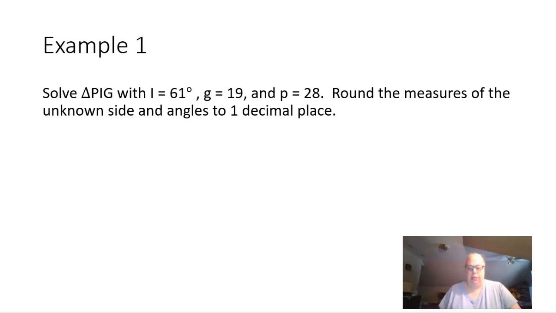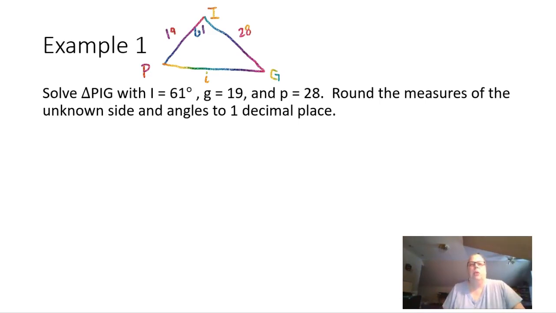All right, first thing we should do is let's draw a picture of our triangle so we can get an idea of what it looks like. Here's angle P, angle I, and angle G. Angle I up here, 61. Side P over here is given to me to be 28. And side G over here is given to me to be 19. And we need side I. So we're looking for angle P, angle G, and side I.